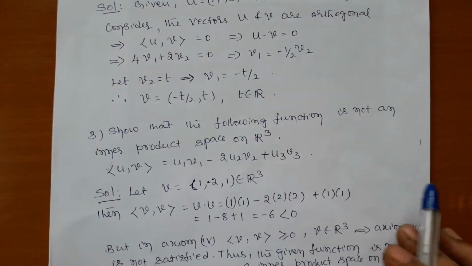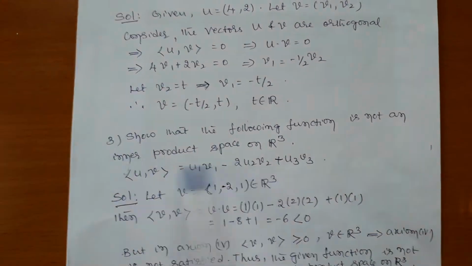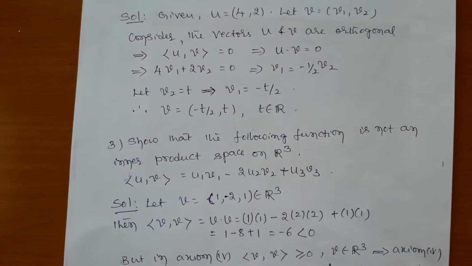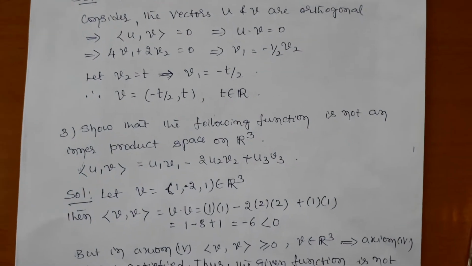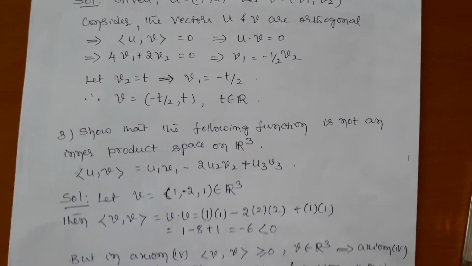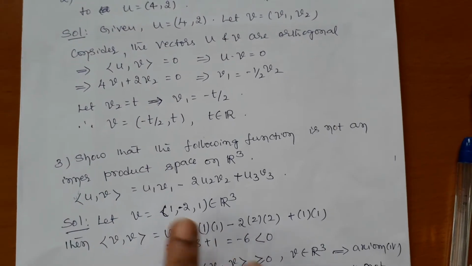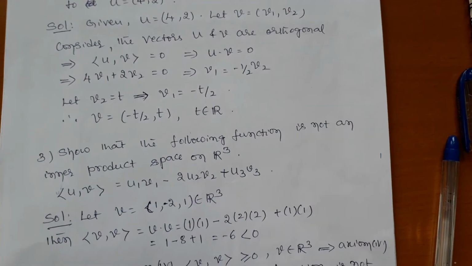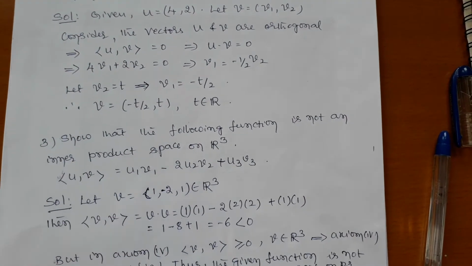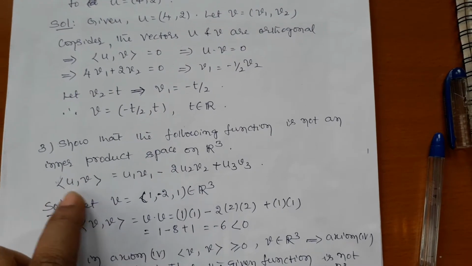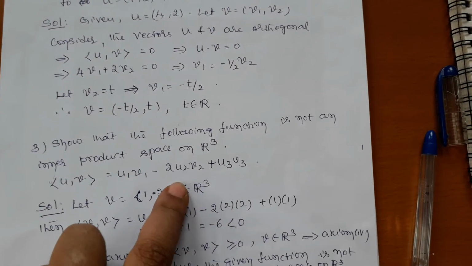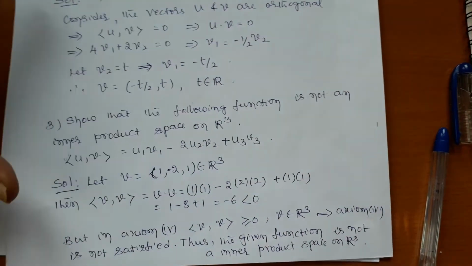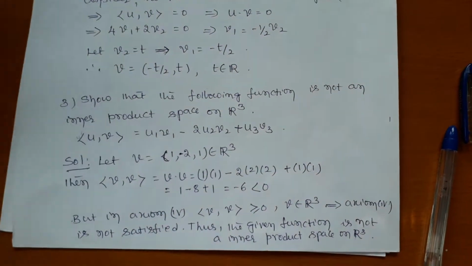The next is: show that the following function is not an inner product space on R cube. Means a set of real numbers with dimension 3, Euclidean space with dimension 3. They also define what UV is. Suppose U is having 3 components U1, U2, U3, and V is having 3 components, say V1, V2, V3. Then they define the inner product between U and V as U1 V1 minus 2 U2 V2 plus U3 V3. I think it's clear that U and V have 3 components because both come from the vector space with dimension 3.